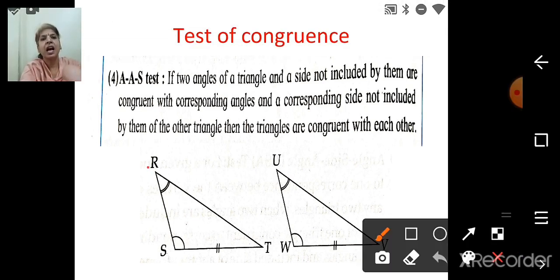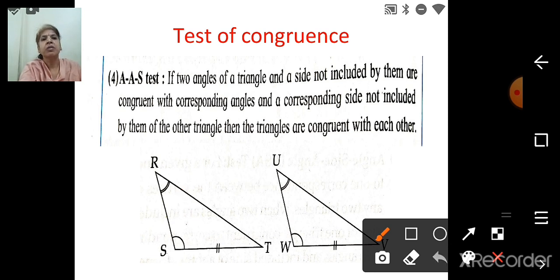This is triangle RST and this is triangle UWV. So these are the two triangles. Now two angles, see the identical markings. Angle S is congruent to angle W. See the identical markings. Then R is congruent with U.